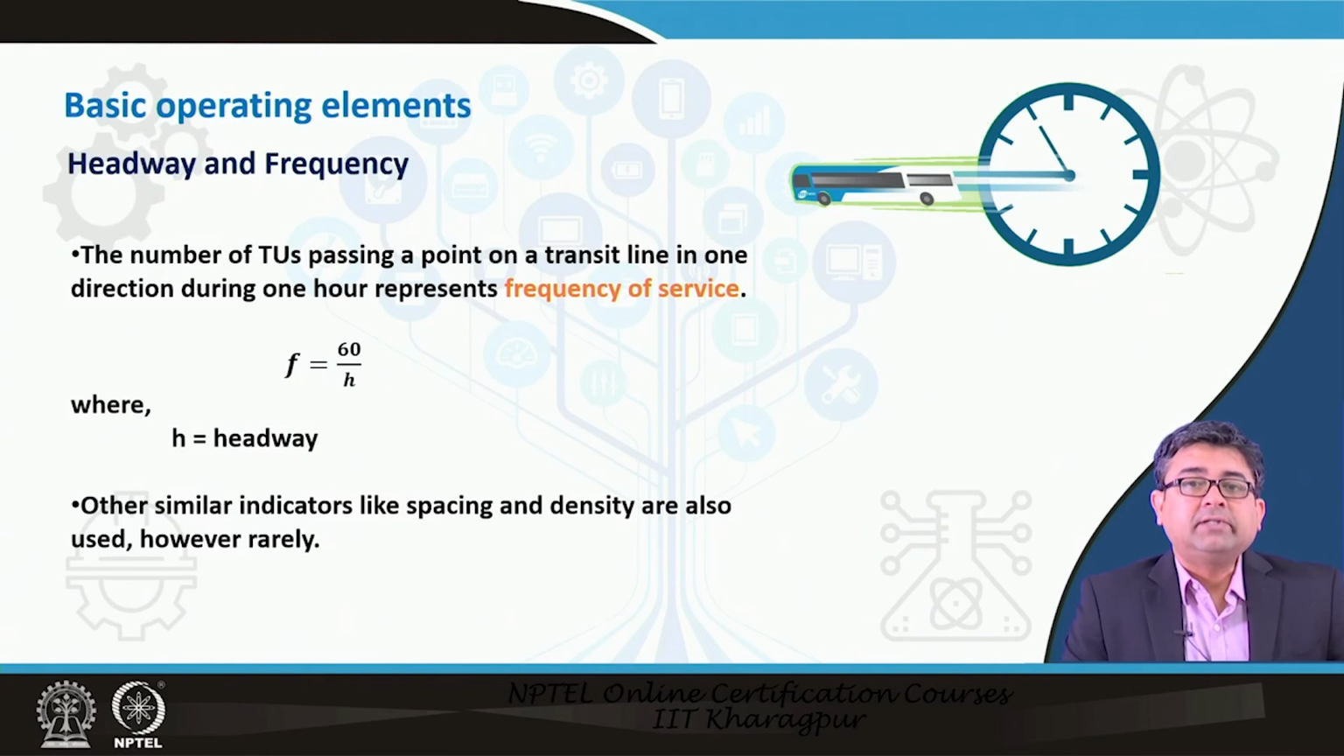We have already looked at frequency, but let us look at how frequency and headway are related. Frequency, as we know, is the number of TUs passing a point on a transit line in one direction in 1 hour. Frequency and headway are the inverse of each other, so frequency is 60 divided by h, where h is the headway. Sometimes we alternatively use other indicators instead of frequency, such as spacing or density, but frequency is mostly what is used along with headway. We have to remember the subtle difference between frequency and headway.